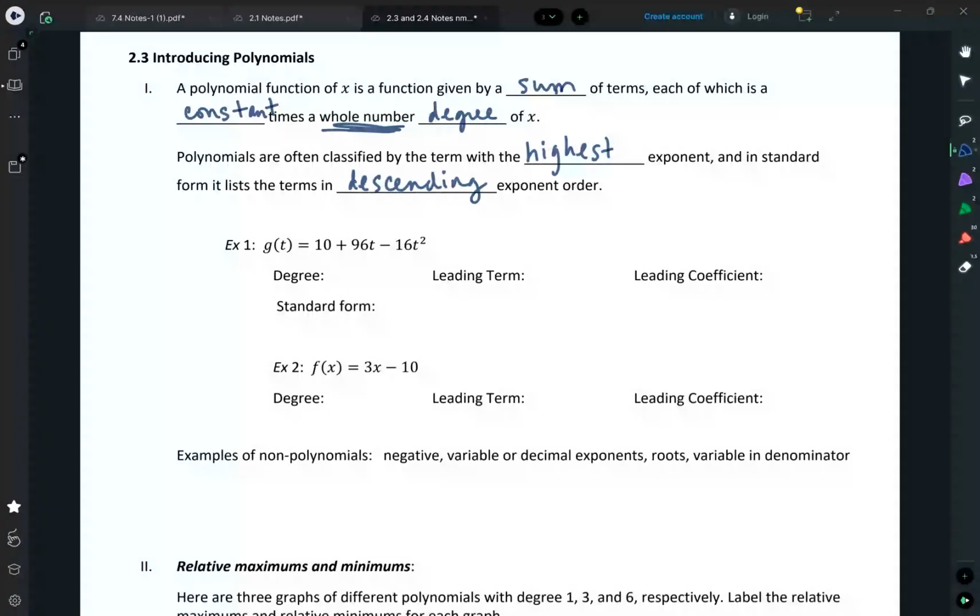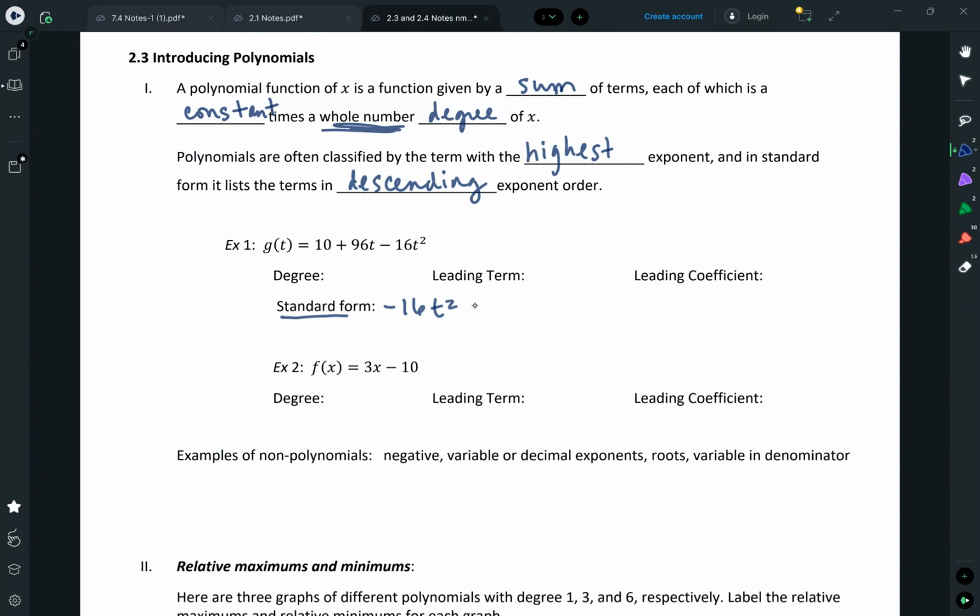Our first example, g of t is 10 plus 96t minus 16t squared. So I would first rewrite this in standard form. Standard form means I want to write it in descending order. So I'm going to write the squared term first. Because it has a minus in front of it, I'm going to write it as a negative 16t squared.